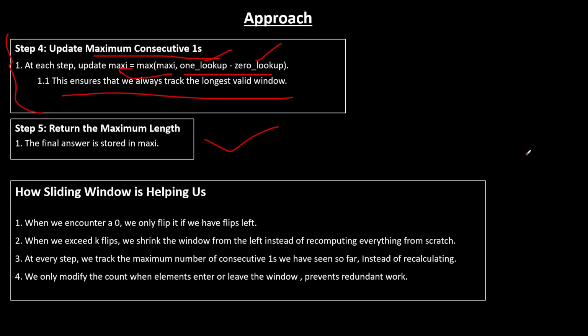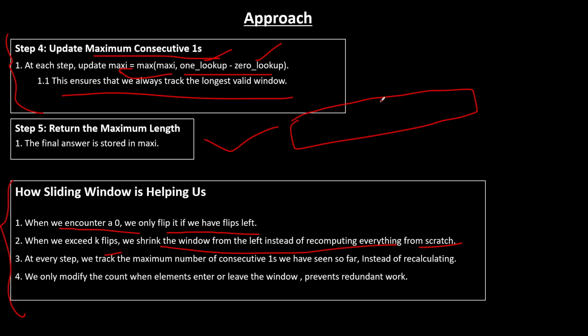Okay, now how is sliding window helping us in this case, right? When we encounter zero, what we are doing? We are just flipping it, and counting the flips which we are left with. Now, when we exceed k flips, we shrink the window from the left instead of recomputing everything from scratch. Because we know that if this window has been utilized already and we have found everything, now the next window will include these values which were already counted in this window, till the one where we don't exceed the k flips, right?